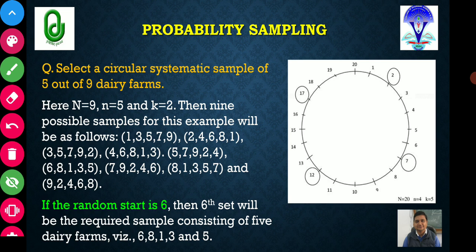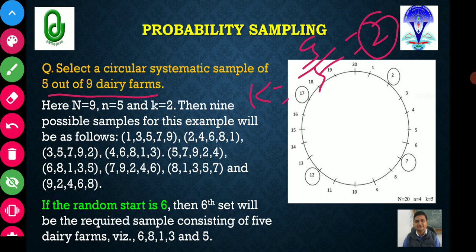Here is an example. Select a circular systematic sample of 5 out of 9 dairy farms. So you have 9 dairy farms and you have to select a sample of 5. So we will try to find out the k. k is equal to 9 by 5, so it is coming to around 2.